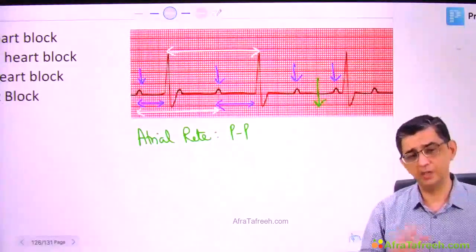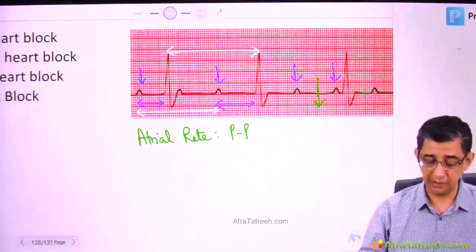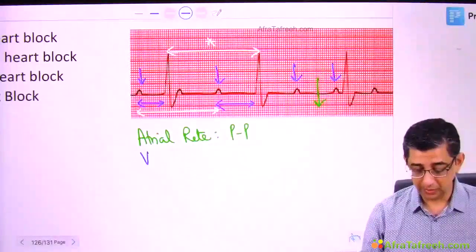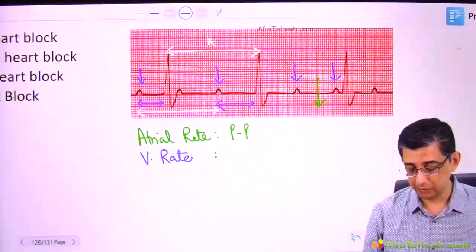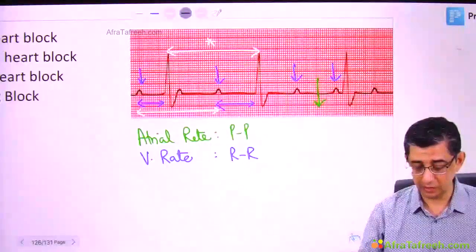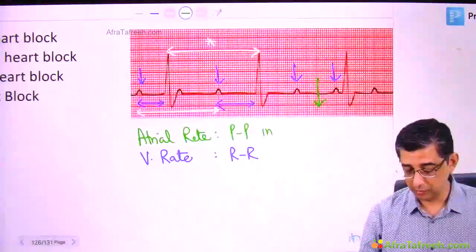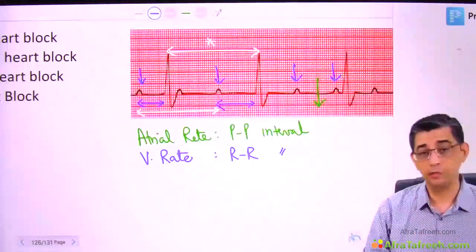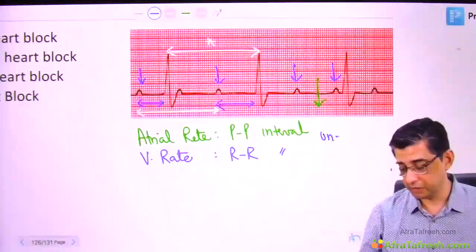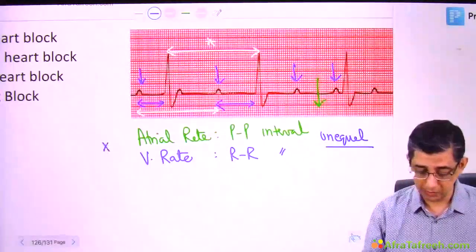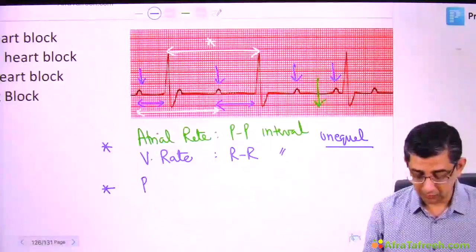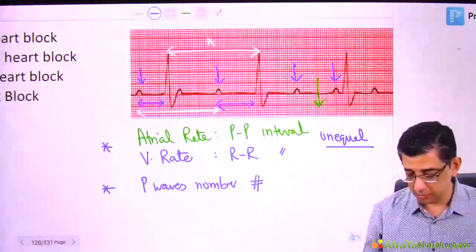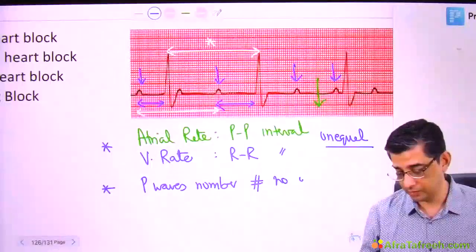If you just look at it, even if you don't physically count it, you will notice that this particular interval is relatively much more. Atrial rate is always calculated by counting the PP interval. Ventricular rate is counted by counting the RR interval, and that is where the problem is. In a normal person, the PP interval and the RR interval should be equal, but in this case the PP and the RR interval are unequal. Over and above this, you can also notice that the exact number of P waves is not matching the number of R waves.